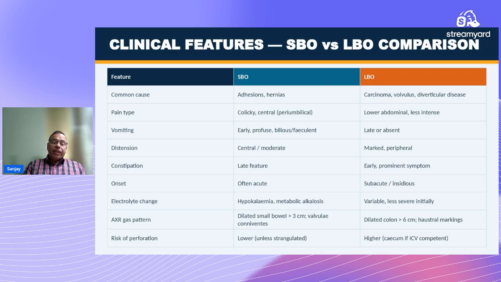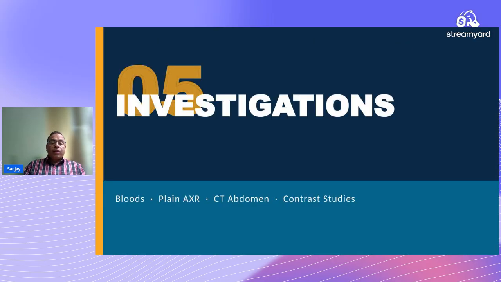If you see the X-ray abdomen, which we'll see in detail subsequently, you would see dilated small bowel more than 3 centimeters with presence of valvulae conniventes, whereas in large bowel we have dilated colon more than 6 centimeters with haustral markings. The risk of perforation in small bowel is less, whereas in large bowel it is slightly more. So these are the clinical ways in which you can differentiate between small gut and large gut. Now we'll go on to investigations and management.